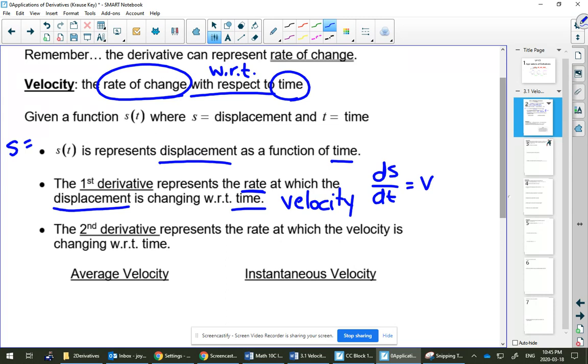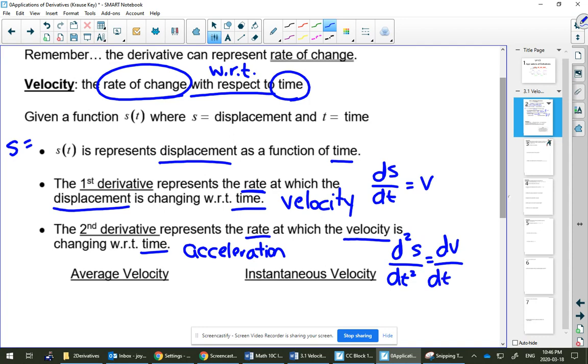Now, if we take the second derivative, this is going to represent the rate at which the velocity is changing with respect to time. So essentially, we're talking about acceleration. This can be written as the second derivative of position with respect to time, or the derivative of velocity with respect to time, and that would equal acceleration.